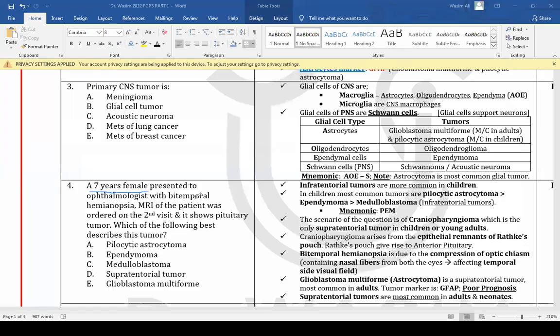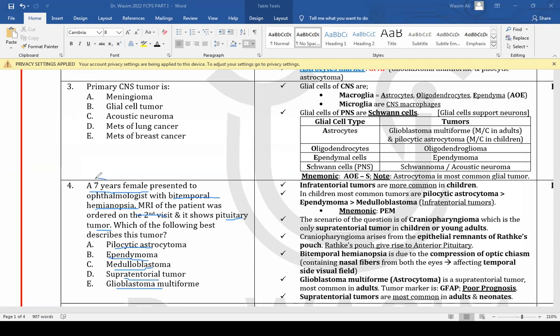A 7 year old female presented to the ophthalmologist with bitemporal hemianopsia. MRI of the patient was ordered on the second visit, and it shows a pituitary tumor. Which of the following best describes this tumor? Option A is pilocytic astrocytoma, option B is ependymoma, option C is medulloblastoma, option D is supratentorial tumor, and option E is glioblastoma multiforme.